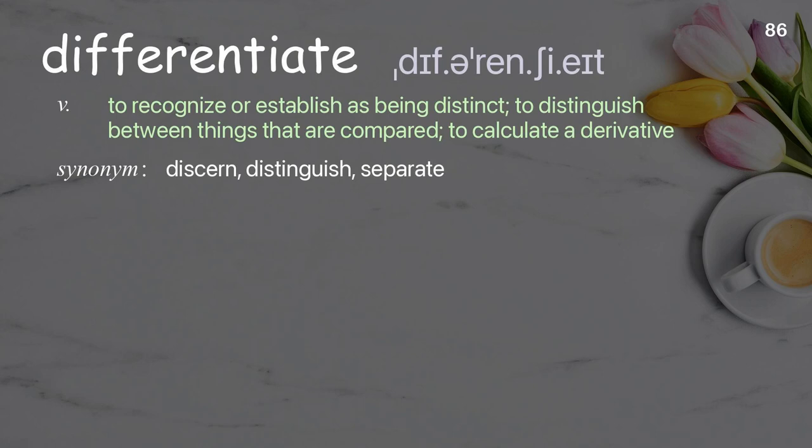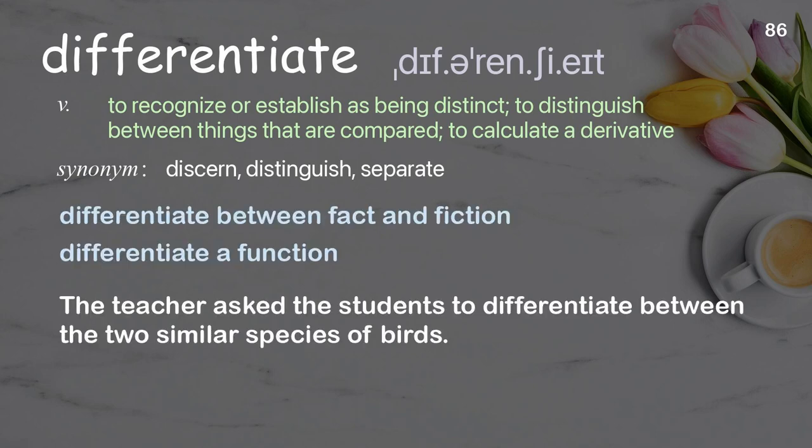Differentiate. To recognize or establish as being distinct, to distinguish between things that are compared, to calculate a derivative. Examples: differentiate between fact and fiction, differentiate a function. The teacher asked the students to differentiate between the two similar species of birds.